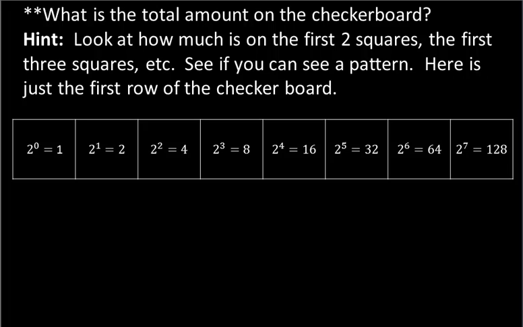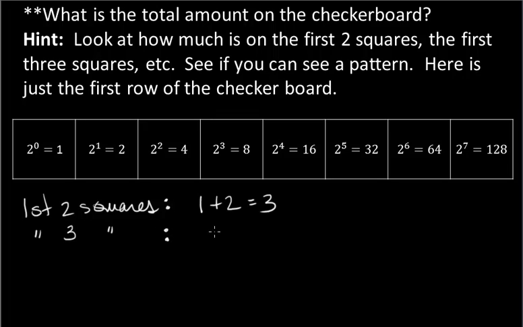So here's what we do. Let's say I go back to white. On the first box we have 1 penny. Now I want to write how much we have on the first 2 squares. Well, we would add up 1 penny plus 2 pennies is 3 pennies. Now let's find out how much we have on the first 3 squares. Well, then we would add up 1 plus 2 plus 2 squared, which is 3 plus 4, or 7.